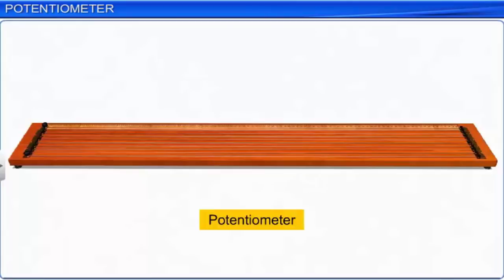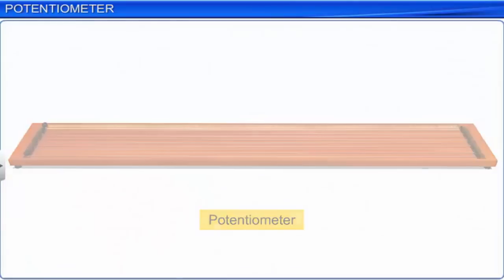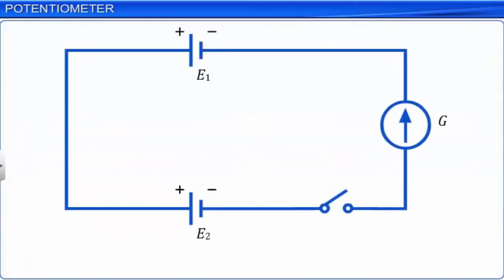To understand the principle of a potentiometer, we take a simple circuit, where two cells with EMF, E1 and E2 are connected in a loop such that their positive terminals are joined and negative terminals are joined by connecting wires. A galvanometer G is connected in series in the circuit as shown.